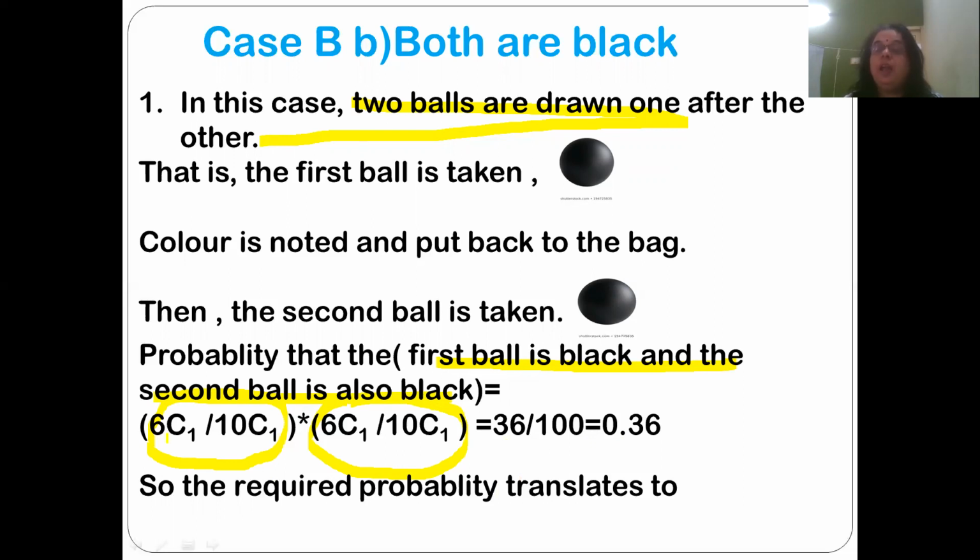Again, it is put back. Again, the required probability stipulates that you have to take one more ball. Therefore, it is equivalent to 6C1 by 10C1. That is equivalent to 36 by 100, or 0.36. So the required probability translates to 36 by 100, that is equivalent to 0.36 here.